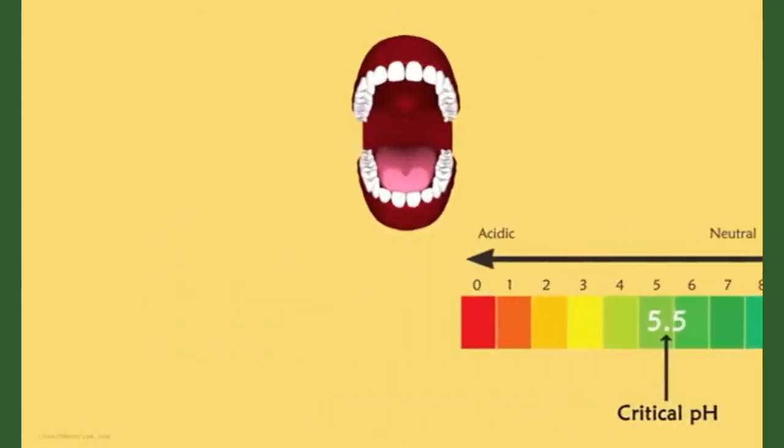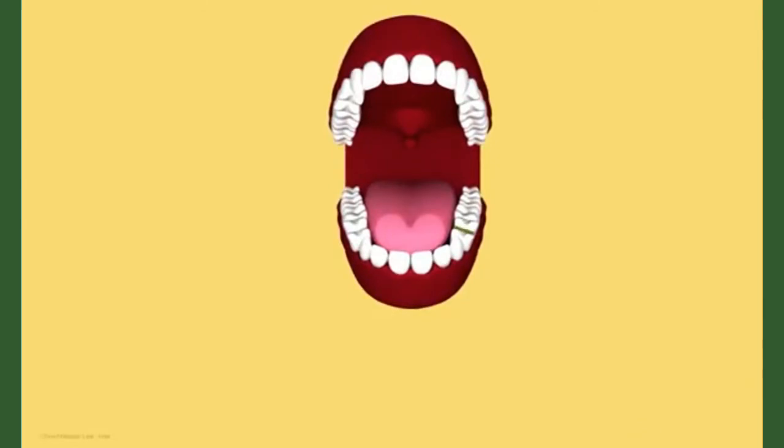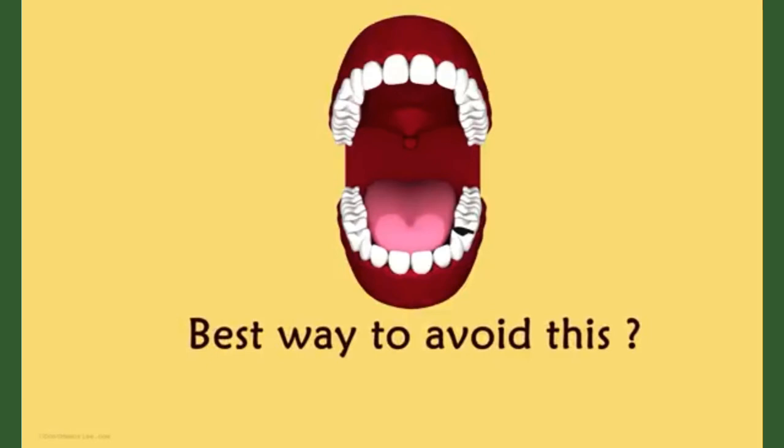When we eat food, some food particles remain stuck to the teeth. Bacteria present in the mouth produce acid by the degradation of the sugar and food particles present in the mouth. This is what causes decaying of the teeth. What's the best way to avoid this?